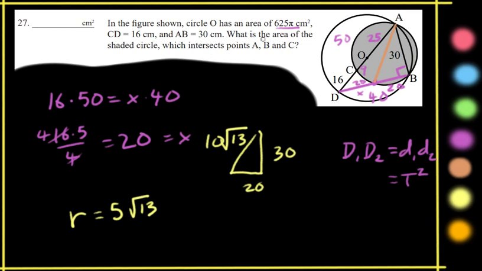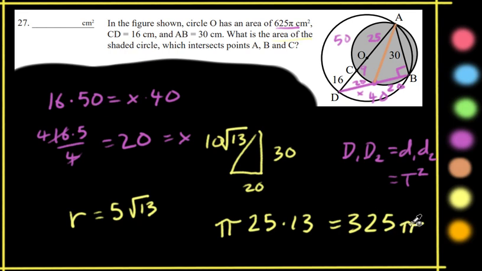And now I just need to plug that into the area of the circle. So I have pi r squared. R squared is 25 times 13. And what is 25 times 13? Let's see, 25 times 12 would be 300. So I got one more 25. So this should be 325 pi. 325 pi, and that's our answer. So there you go. 325 pi. All right, that wasn't so bad. Let's move on to the next one.